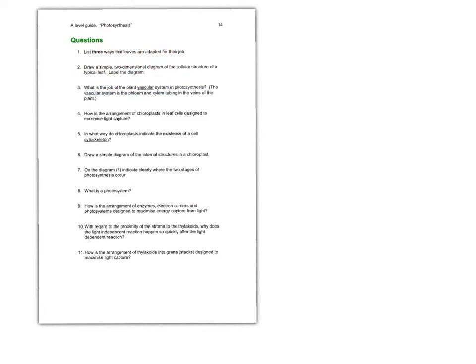Draw a simple two-dimensional diagram of the cellular structure of a typical leaf. Label the diagram. Now, that diagram is in the workbook itself, so you should be able to draw that without my help. What is the job of the plant vascular system in photosynthesis?